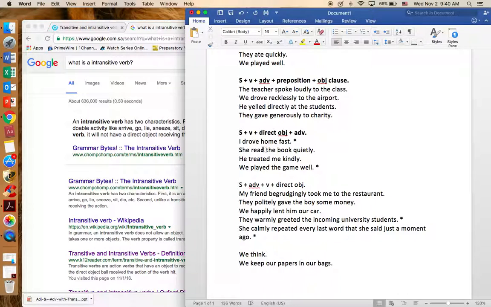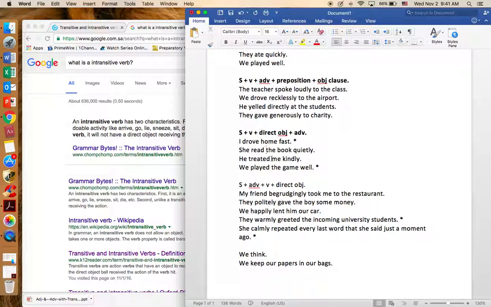She read the book quietly. So she's the subject, read is our verb, the book is our direct object. It answers the question, what did she read? And then quietly is answering, how did she read? Okay, so this is what and this is how, right? So we could say, she quietly read the book, but we can't say she read quietly the book because this verb is transitive, meaning that you cannot separate it from the direct object with the adverb. Nothing will go between these two parts.